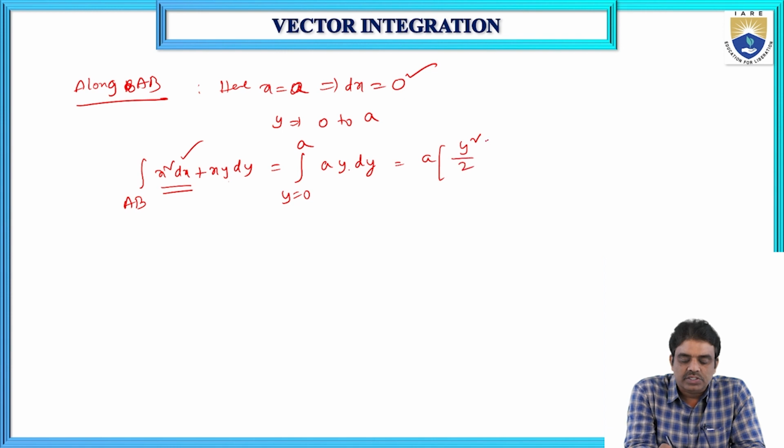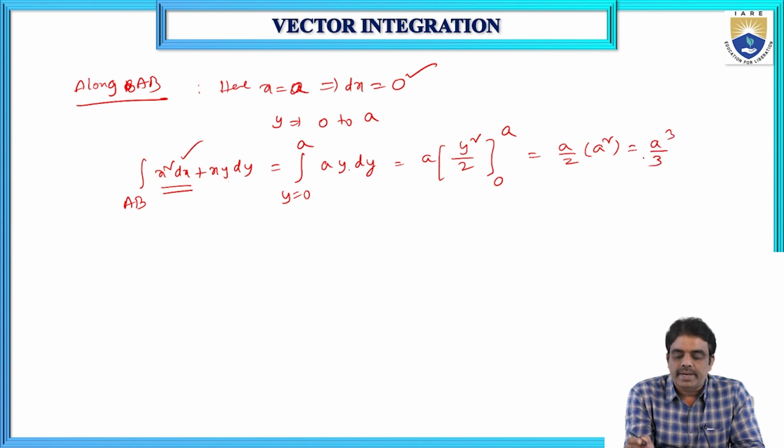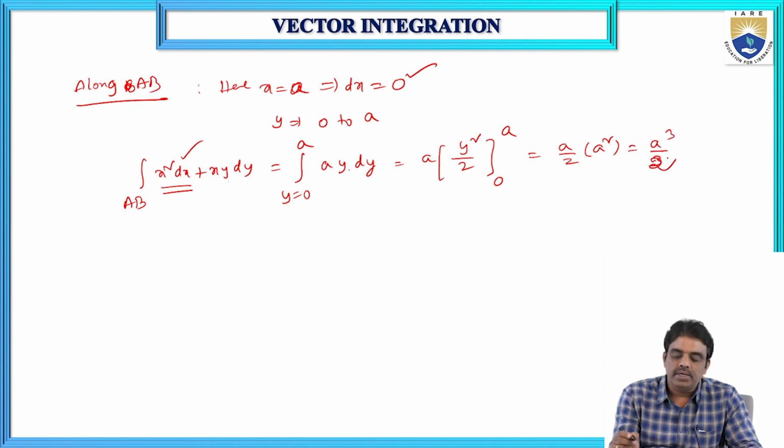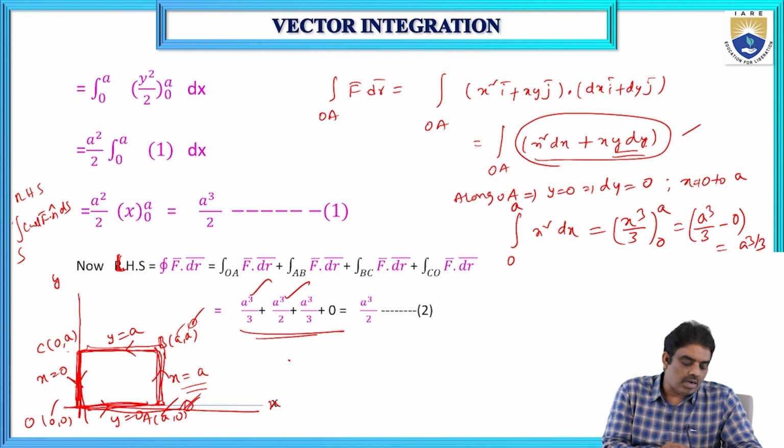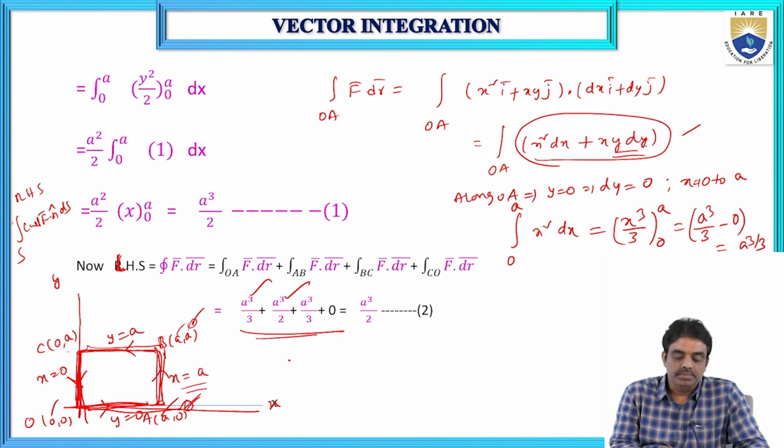The integration of y dy is y square by 2 between 0 and a. That is a by 2 into a square, that is a cube by 2. That is the second integral value, the line integral along AB.